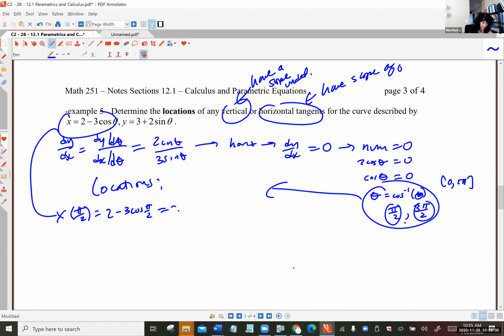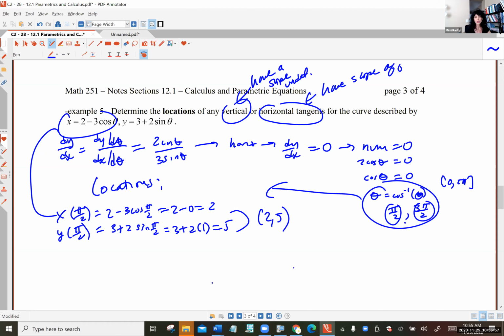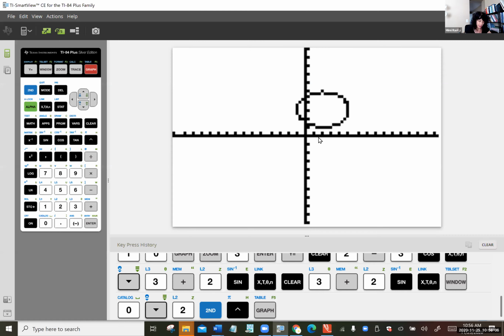Cos of pi halves is 0, so one of the spots will have an x coordinate of 2. Then if you look at the y parametric equation and plug in pi halves, sine of pi halves is 1, so you get 3 plus 2 times 1, which is 5. So this point is (2, 5). That's one of the locations on your curve that will have a horizontal tangent line. Now, if you go back to the picture we drew of this ellipse, does that make sense to you? Do you see the point (2, 5) is up here?